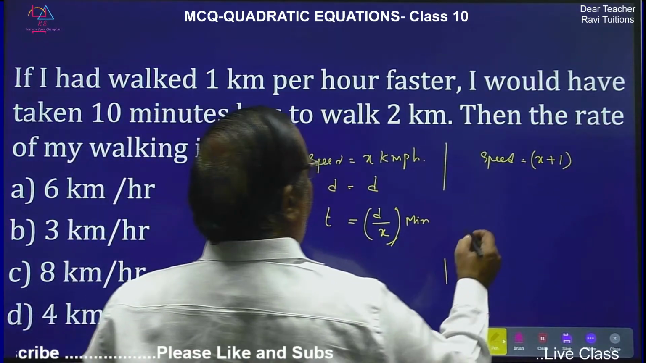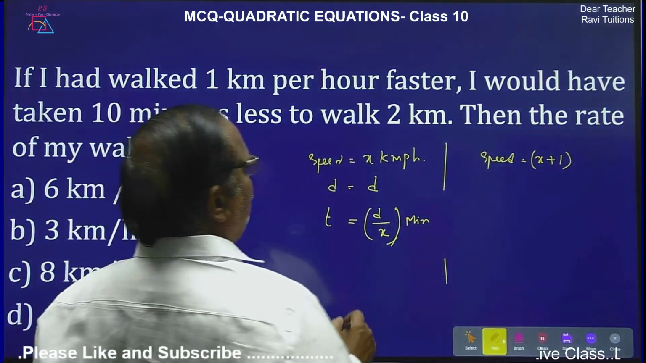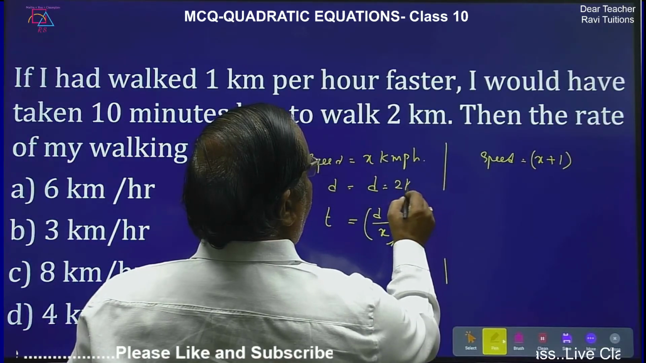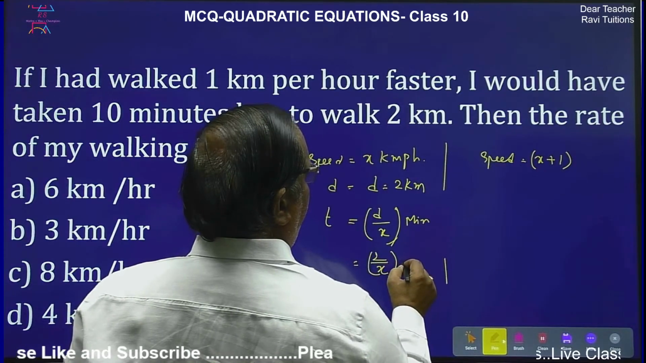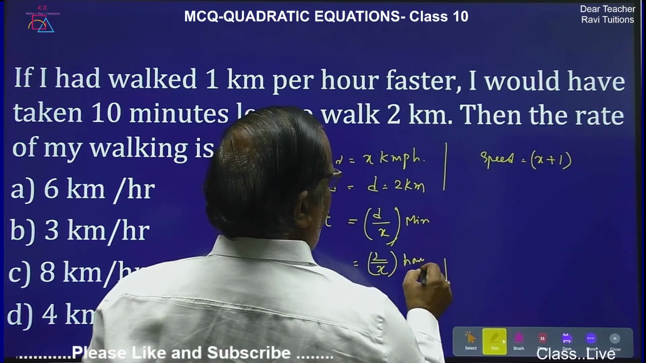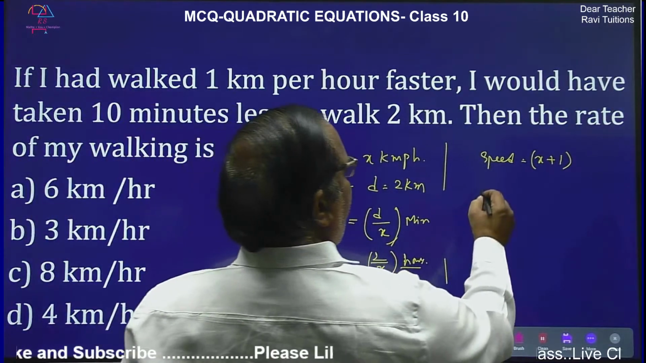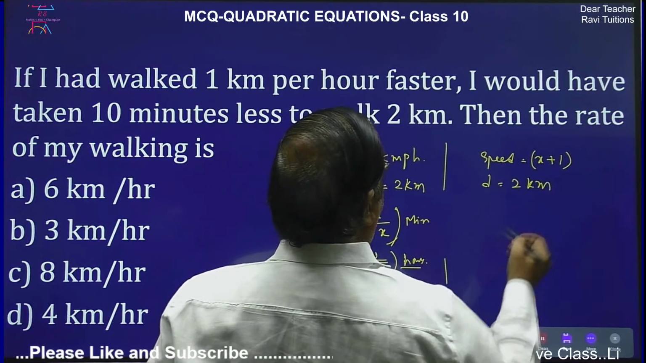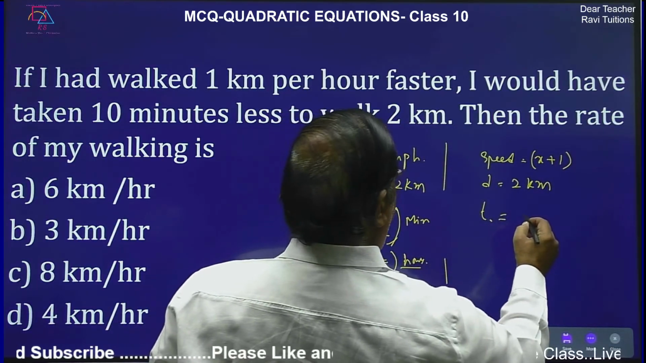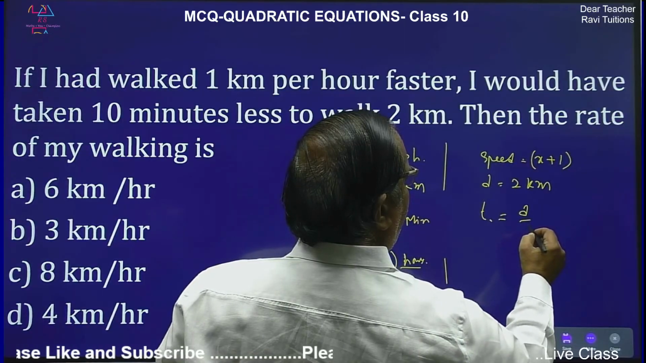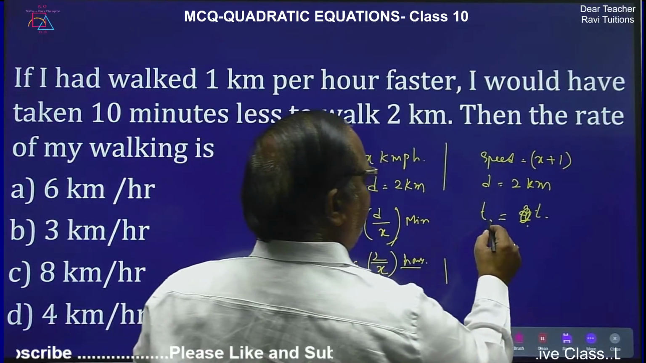Okay. Now here, then I would have taken 10 minutes less to walk 2 kilometers. Distance is 2 kilometers, I am sorry, 2 kilometers. So it is equal to 2 by x hours. Let me write in hours only, because we want speed in hours. So here also distance is 2 kilometers. In both the cases distance is 2 kilometers. Now here time is equal to how much? Distance by speed. Let me say this is T1 and this is T2.